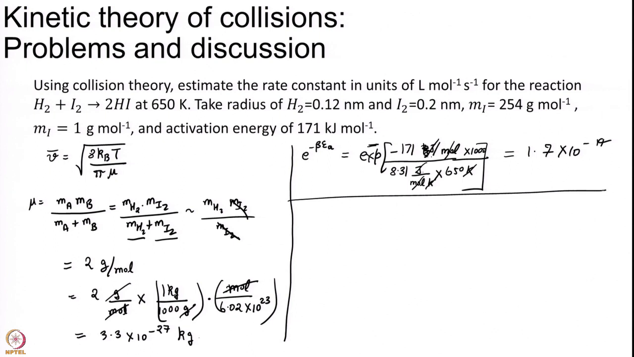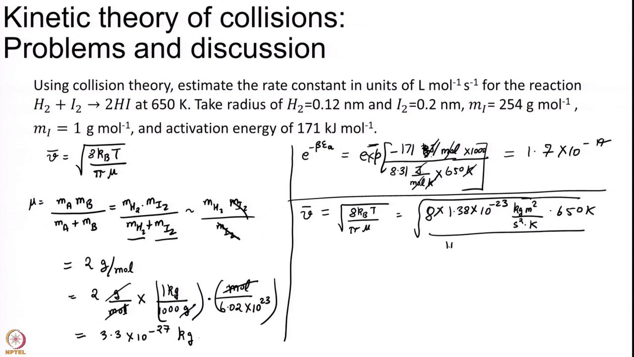1.714. I have forgotten to calculate nu. I calculated mu very happily, but I forgot to plug it in here. This is equal to 8 kT over pi mu. So, 8, what is Kb? Kb is 1.38 into 10 to the power of minus 23 kilogram meter square per second square into Kelvin into 650 Kelvins divided by pi, and mu I have found to be 3.3 into 10 to the power of minus 27 kilograms. So, kilogram cancels with kilogram, Kelvin cancels with Kelvin. And this, if you plug everything in, you get 2631.6 meters per second.